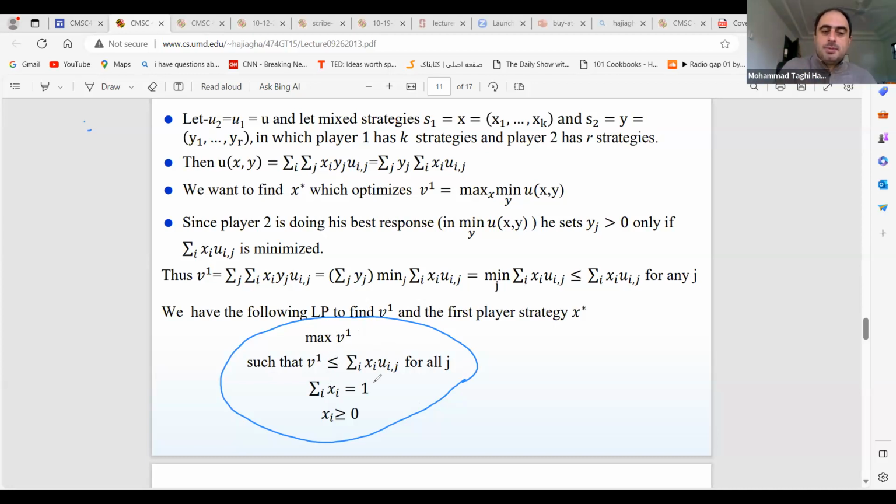And this is a very simple LP. It mainly comes from this equation and a little bit of reasoning here. And this one is simple. It's just a probability distribution. So these two are just a probability distribution. And this one is so that V1 should be less than that, and we want to maximize it. Good.